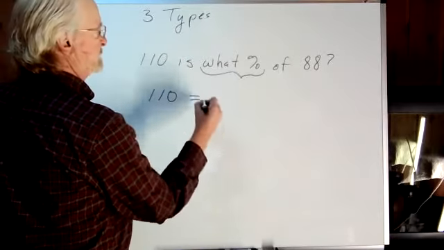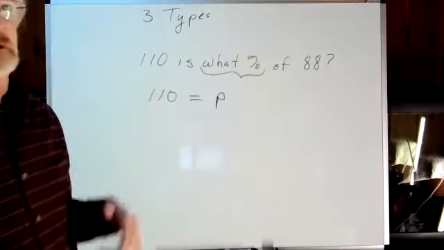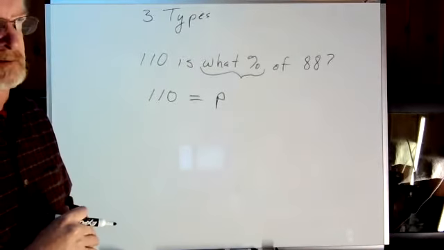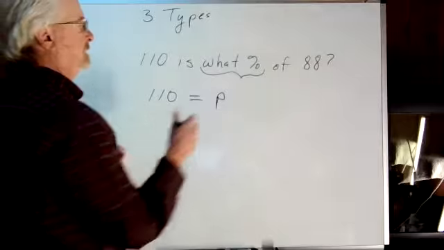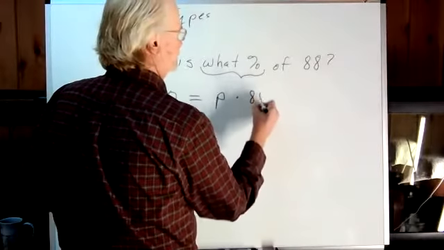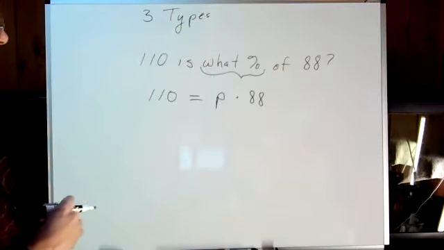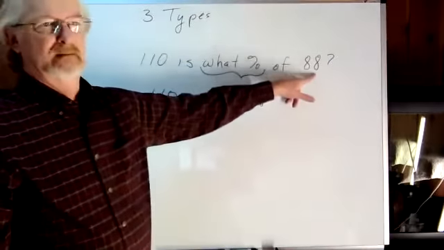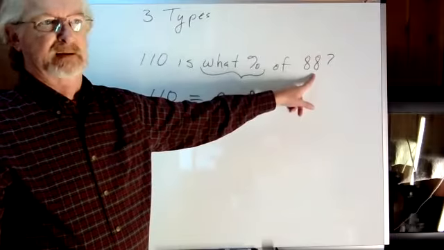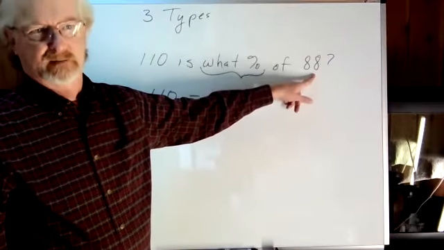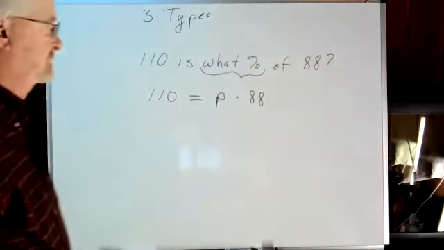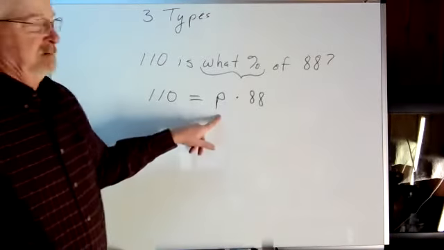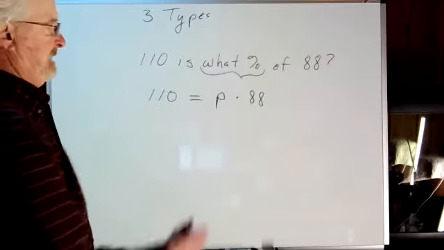110 is what percent, and I usually just throw in a P here to remind myself this one's going to be a percent answer, which helps me at the end to remember to change it. 88. To begin with, I like noticing that this is bigger than the one we started with, so I would expect a percent value over 100, more than 100%. So solve for this variable. I'm going to divide both sides by 88.